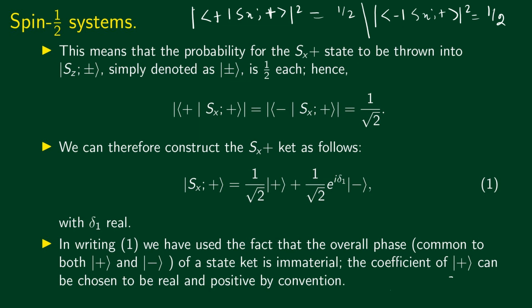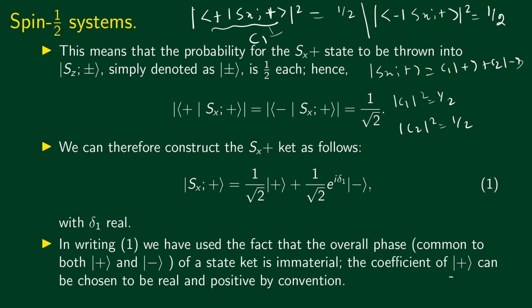In other words, if I write this Sx plus state like this, C1 ket plus plus C2 ket minus, these equations mean that modulus C1 square is 1 by 2 and modulus C2 square is also 1 by 2. So from here we can find C1 and C2, and then we can write ket Sx plus as a linear combination of ket plus and ket minus. So let's find C1 and C2.